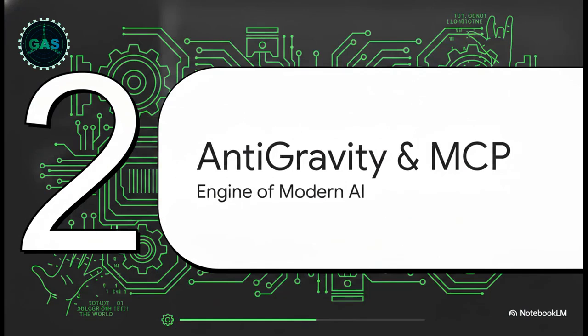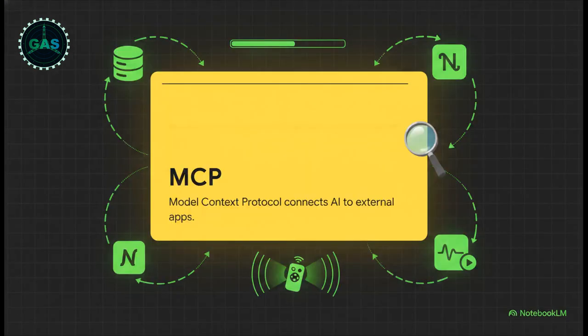Moving on to Section 2, Anti-Gravity and MCP Explained, the engine of modern AI. So to actually make these systems work, we need a powerful environment and a way for that 500 IQ intern to reach out and interact with the real world. That requires something called Model Context Protocol, or MCP. I want you to think of MCP as your AI's universal remote control. Without it, your AI is totally trapped inside a chat window. But with it, your AI can securely connect to external apps, like your Notion workspaces, your Fireflies meeting transcripts, or your Supabase databases. It can actually reach out, read the data, and actively make changes exactly like a human user would.